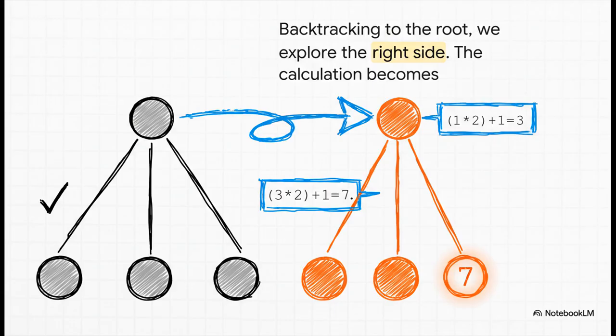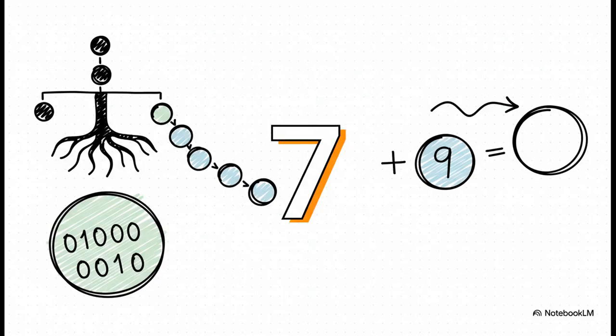All right, one last path to go. The algorithm backs all the way up to the root and is now ready to explore the entire right side of the tree. We start again with 1. The first step down the right side gives us 1 times 2 plus 1, so now we're at 3. Then we take one final step down, giving us 3 times 2 plus 1. And that gets us to 7. We take that 7, add it to our running total of 9, and we're done.